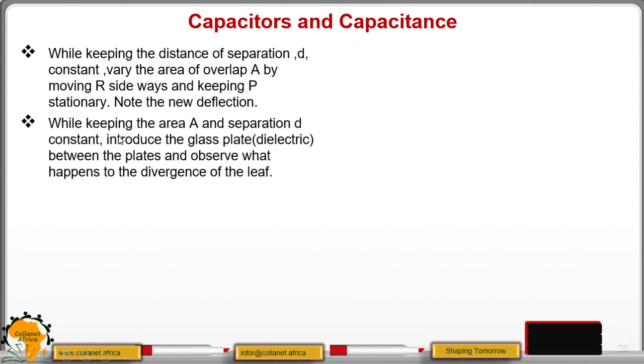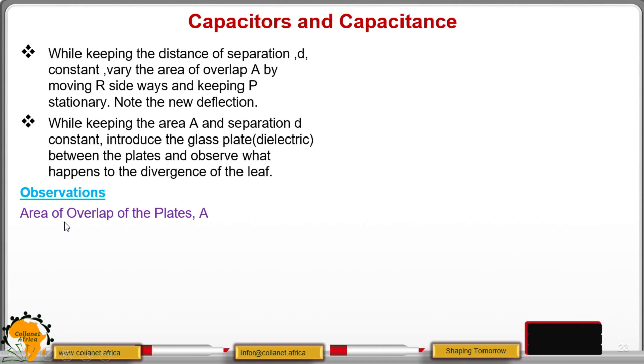Then after that, while keeping the area A and the separation D constant, introduce a glass plate directly. Remember, before we introduce this one, there were air particles in between. Now we want to see, if we change the dielectric, what will happen to the leaf divergence. And we have this as the observation.